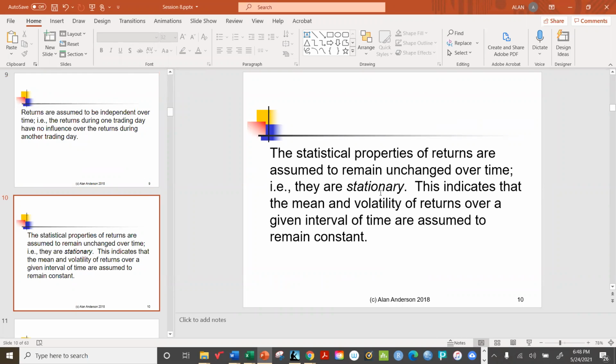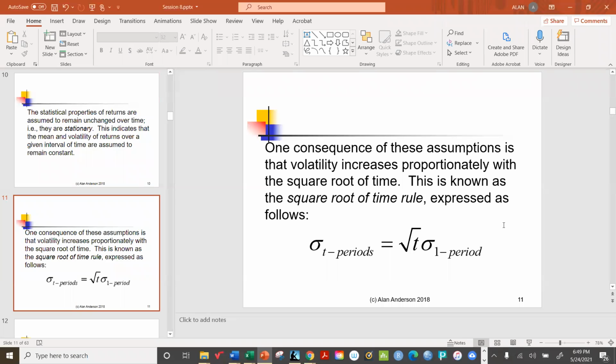The statistical properties of returns are assumed to remain the same over time. In other words, the mean and standard deviation don't change, which over a short enough period of time may not be the worst assumption in the world, but it is somewhat questionable. Now, if these assumptions are true, this is one of the nice features of VAR. The volatilities themselves can be adjusted to any time frame that we need. In fact, what you're seeing here is referred to as the square root of time rule. And this is awfully, awfully helpful.